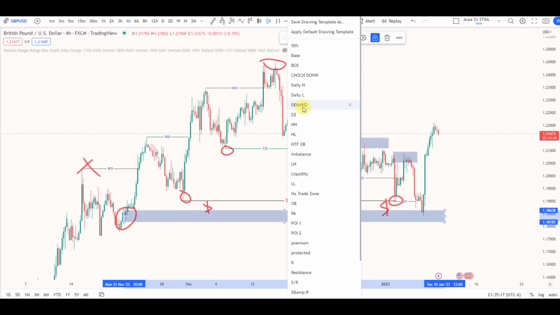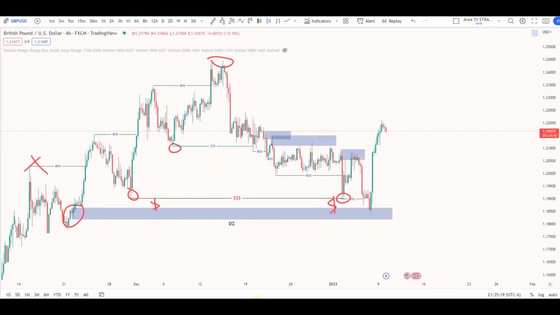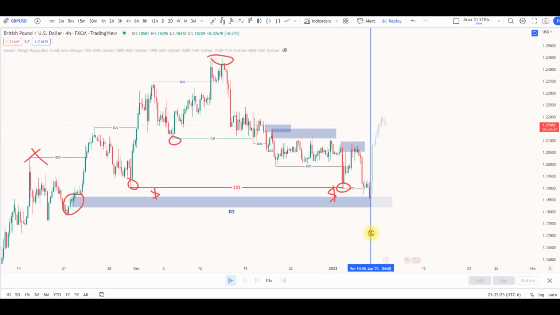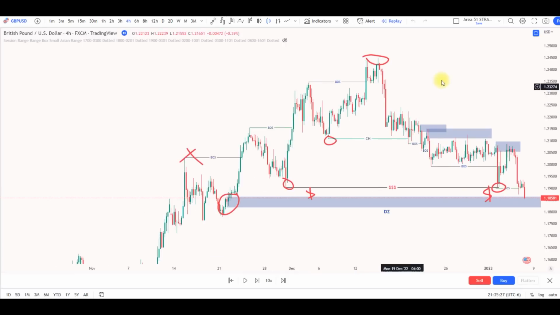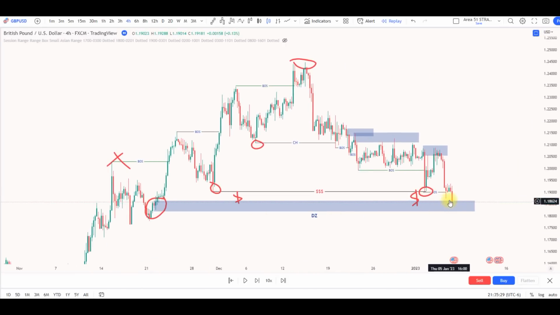So once it came back to the demand zone, what we do now is go to the lower time frame. So now let's use the replay bar and go to the 15-minute time frame. What we're looking for around here is some type of change of character, and then price giving us a reversal for a confirmation.